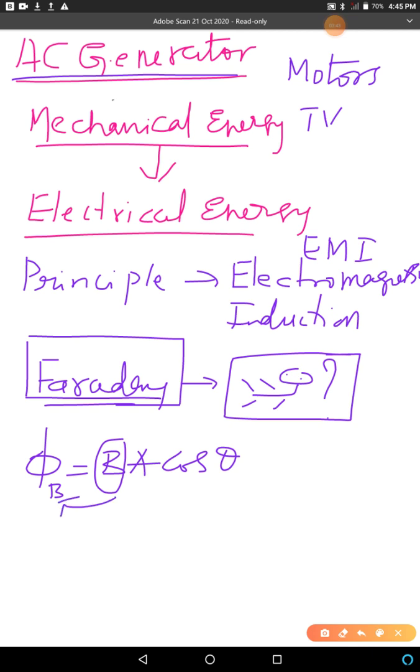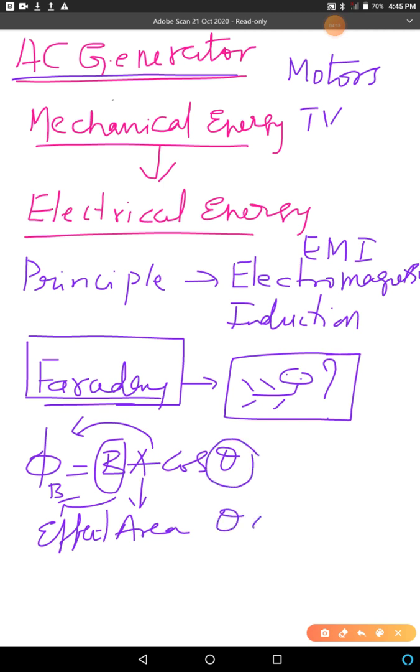What is the other method for changing the magnetic flux? By changing the area, or by changing the orientation of the coil, that is the area exposed to the magnetic field. That is called the effective area. By changing the effective area A, we can change the magnetic flux. Also, another method of varying the magnetic flux is changing the orientation theta of the coil.